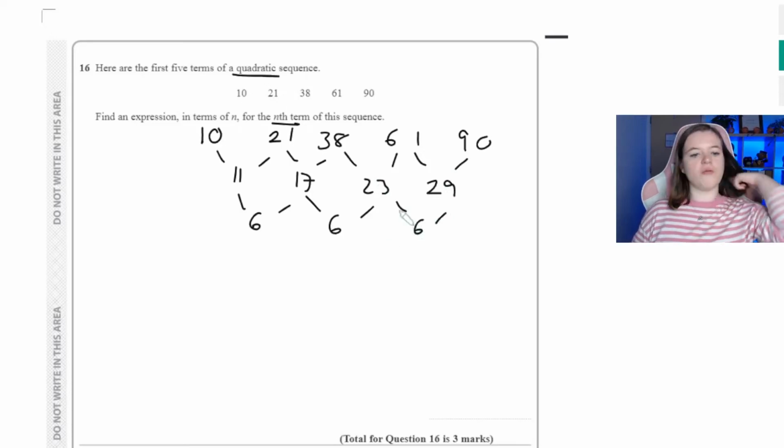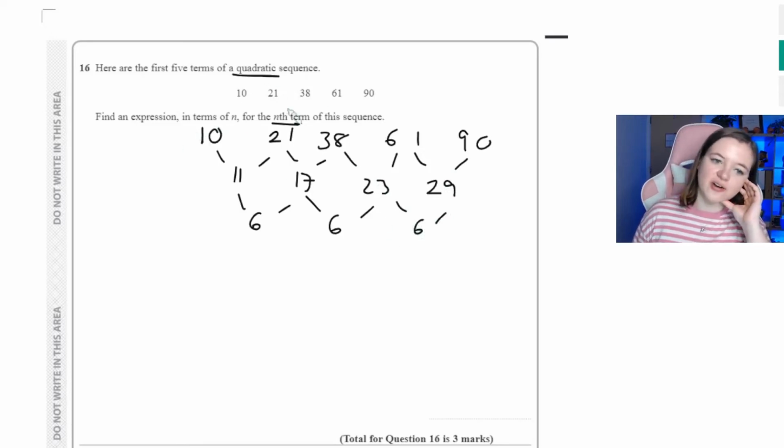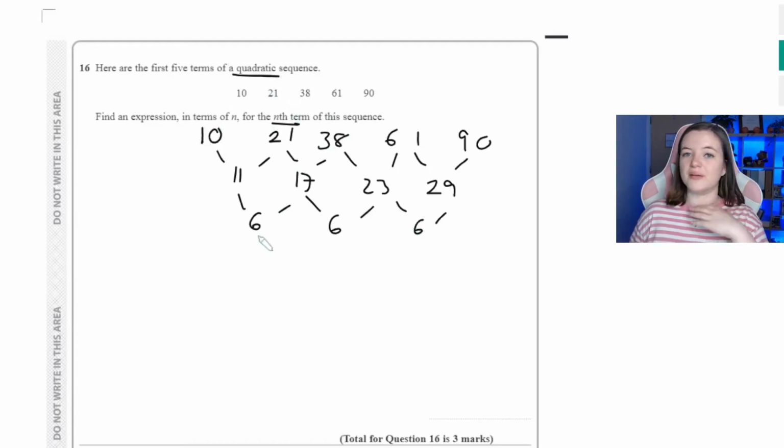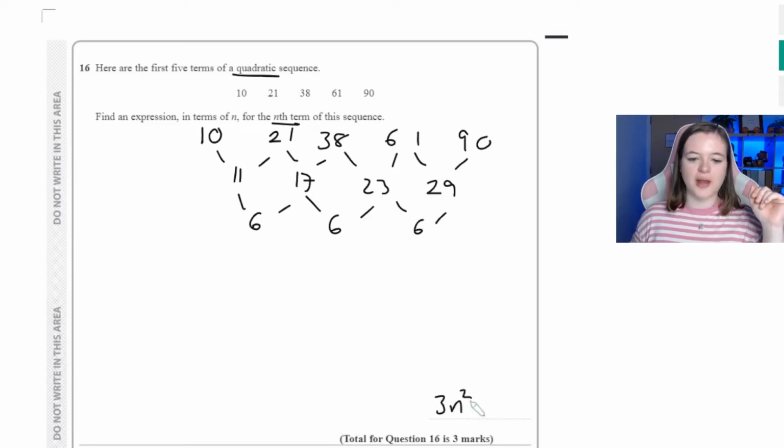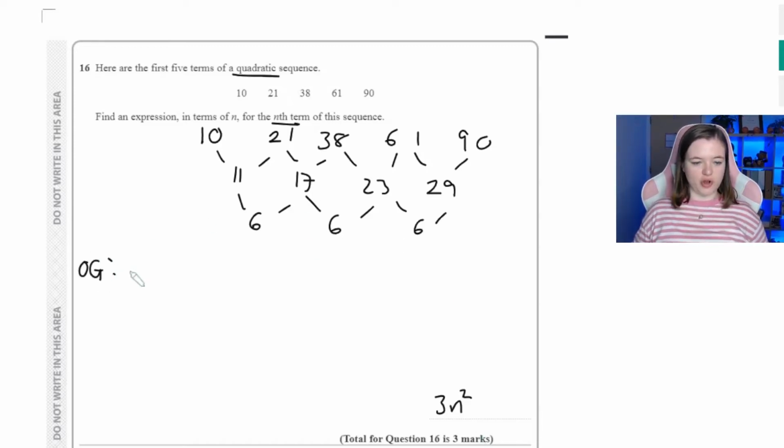And then what we do for the quadratic nth term, just half this number. Always the case. Get whatever number here, half it. So that gives you then 3n squared. Start building up your quadratic nth term. Then for this, you write out your original sequence again, your OG. That's 10, 21, 38, 61, 90. And then you write out the 3n squared.